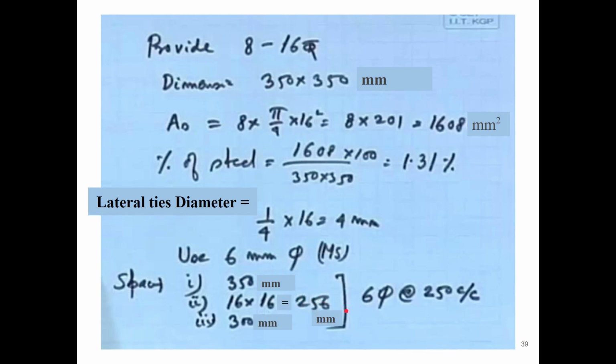So let us provide the spacing as an ideal rounded-off value, which is 250, okay. So let us provide a lateral tie of 6 mm diameter at a center to center distance of 250, okay.